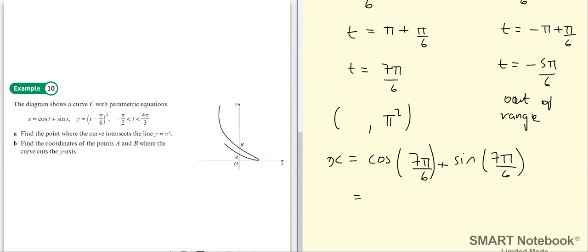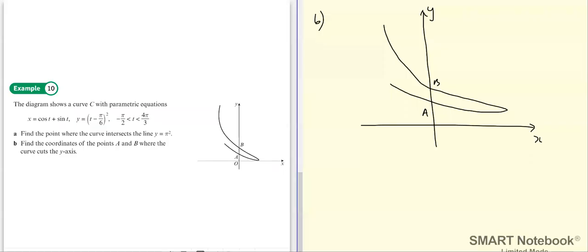Now cos of 7 pi over 6 is minus root 3 over 2. And sine 7 pi over 6 is also minus a half. So the coordinate becomes minus root 3 minus 1 over 2, I'm guessing. Okay, does that make sense? Can you please let me know in the chat if you are happy with that, please?